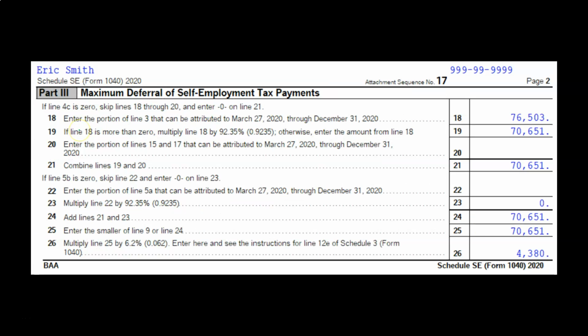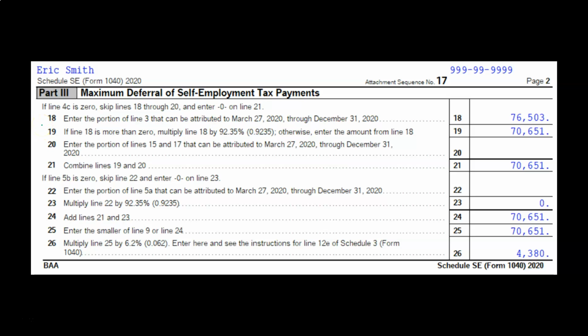So this is going to be Part 2, optional methods to figure net earnings. I'm not going to go into this in detail. And then we have Part 3, which is applicable to 2020, and it has to do a little bit with the deferrals or some changes in when the payments are going to be due, with some relief measures that may be in place. So we might go into this in more detail in future presentations, but let's just take a look at it now. Maximum deferral of self-employment tax payments. If line 4C is 0, skip lines 18 through 20 and enter 0.